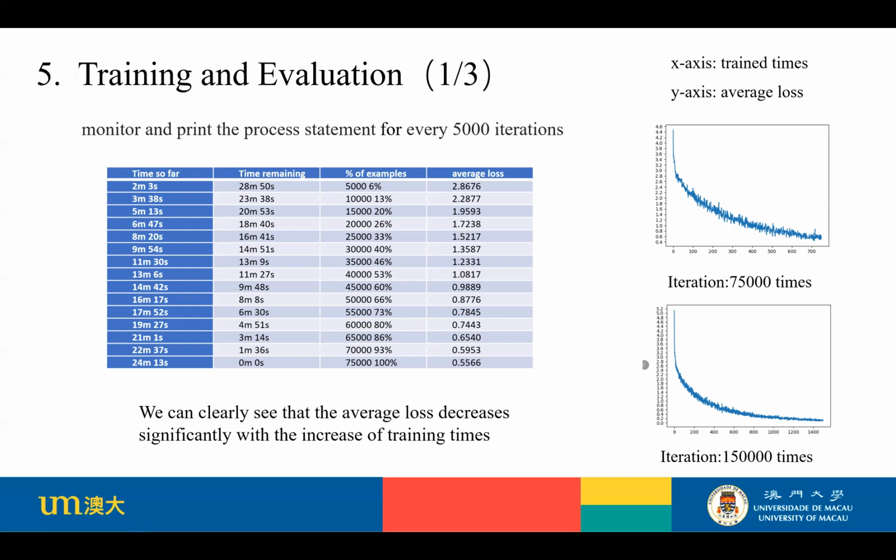At first, we train the model 75,000 times. We monitor and print the progress statement every 5,000 iterations. We can clearly see that the average loss decreases significantly with the increase of the training times. On the right side is a line chart of the loss value.